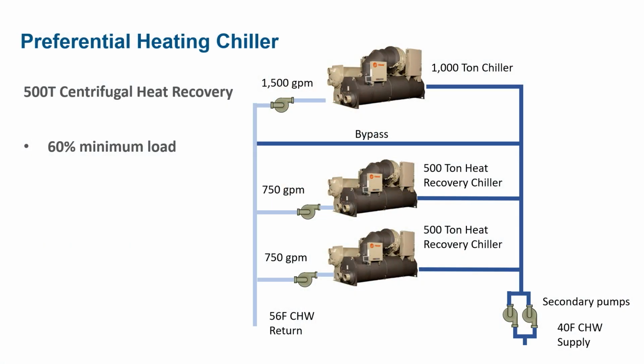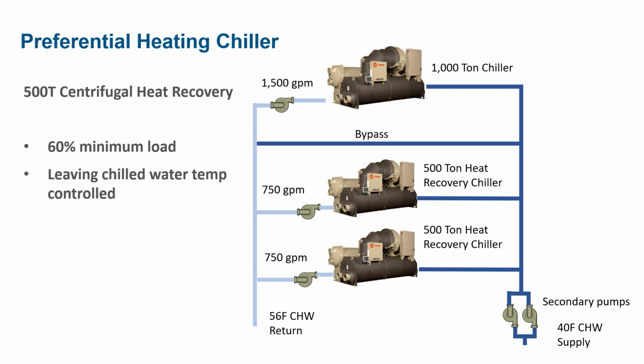Next, let's look at another example. In this example, we have one 1,000-ton cooling-only chiller paired with two 500-ton heat recovery chillers. The design conditions are 40-degree chilled water supply temperature and 115-degree hot water supply temperature. Since the simultaneous heat recovery load is large and equal to the cooling-only capacity, it's determined that preferential loading rather than Sidestream would be best.